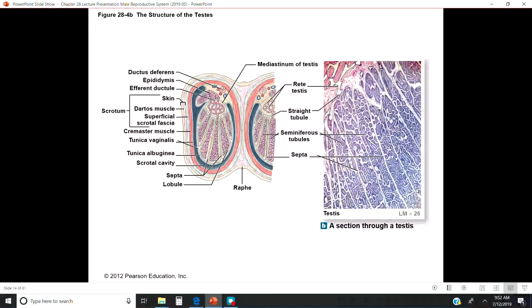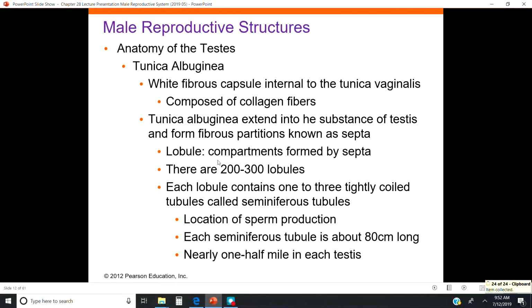On the microscope, you can see here, these white lines would be the septa. And then these are the seminiferous tubules in the lobule. Okay, so the lobule is the compartment formed by the septa. Look at this. There's about 200 to 300 lobules. Now, each lobule, like I said, is not empty. It contains a tube that's important for you to know. These are called the seminiferous tubules. There's anywhere from 1 to 3 tightly coiled tubes, right?